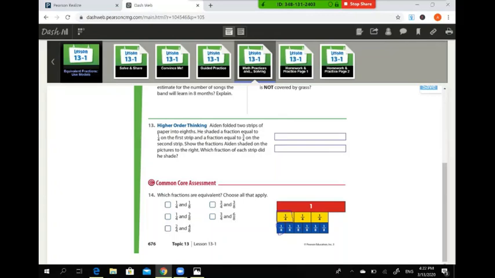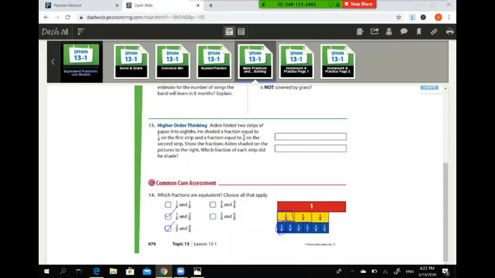So I will not choose this. Okay, here 1 over 4 and 2 over 8. 1 over 4 here and 2 over 8, which is here. So they are the same. They are equivalent. I choose it. Okay, 2 over 4 and 4 over 8. Let's see, 2 over 4 and 4 over 8. Yes, they are equivalent.